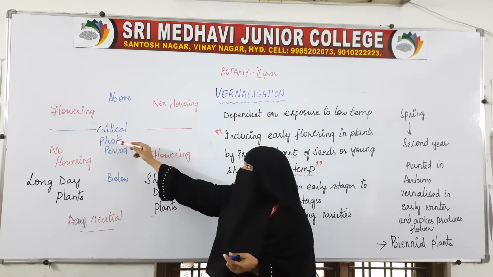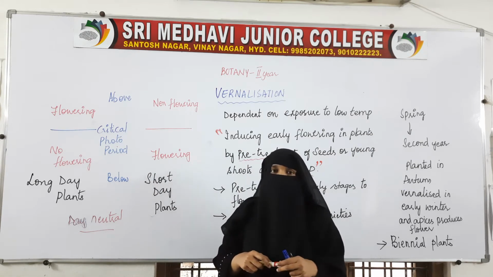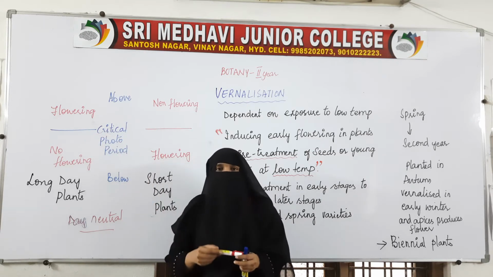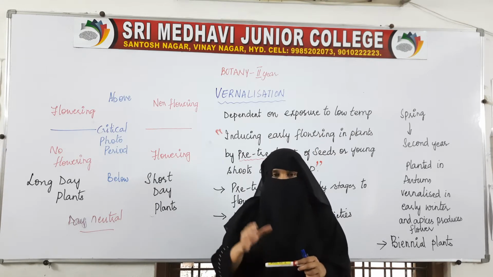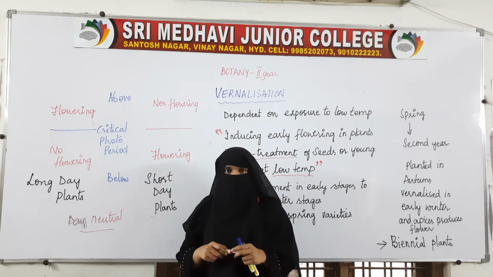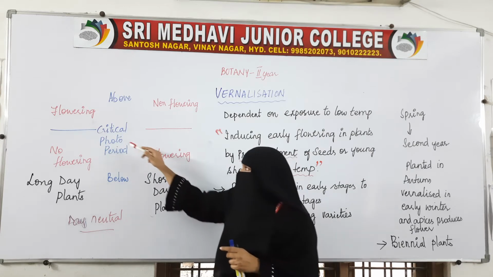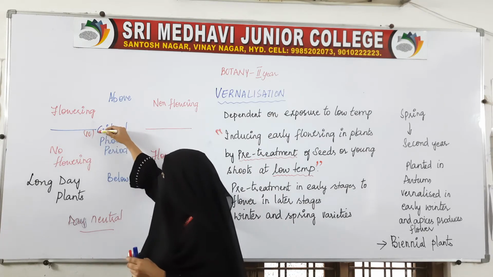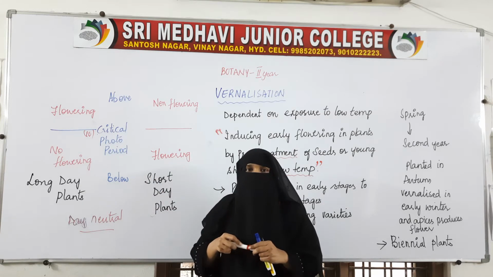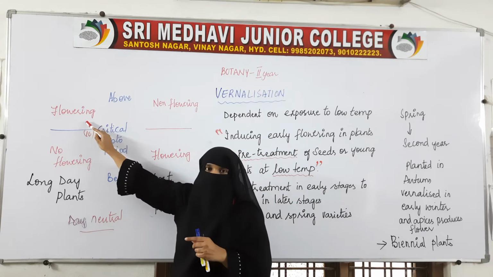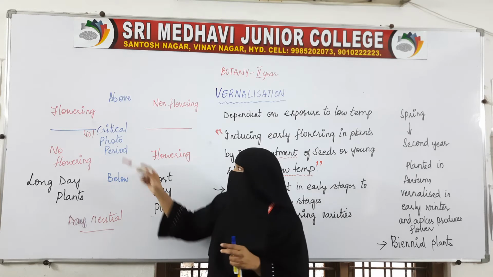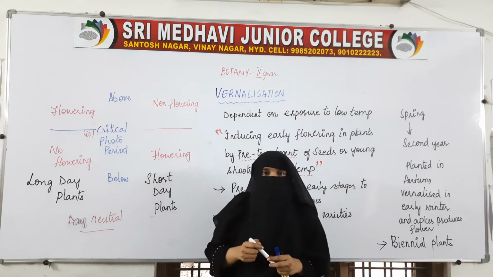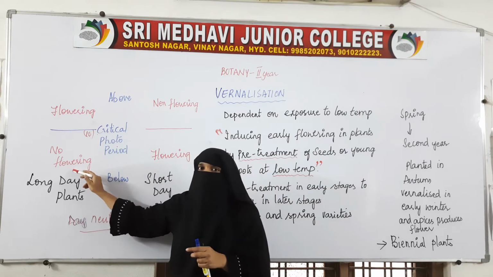In long day plants, if the plants get sunlight above the critical photoperiod, then they will flower. The critical period will be different for different plants. For example, if we take the critical period as 10 hours of sunlight, and the plant gets more than 10 hours, then those plants will produce flowers. But if the plants get sunlight below the critical period, they will not show any flowering.